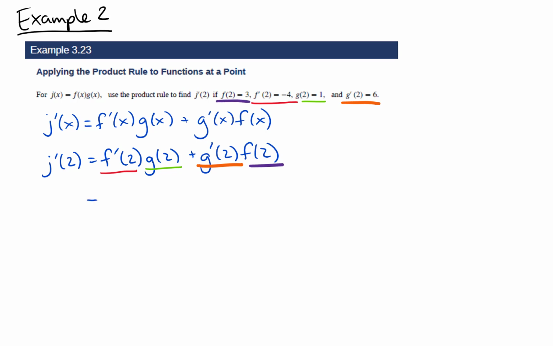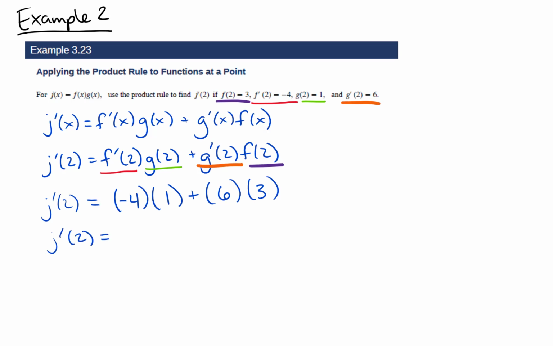So if I substitute those values now, remember that's what j prime of 2 is equal to. And we just do a little bit of arithmetic here. And we get 14 as our final answer.